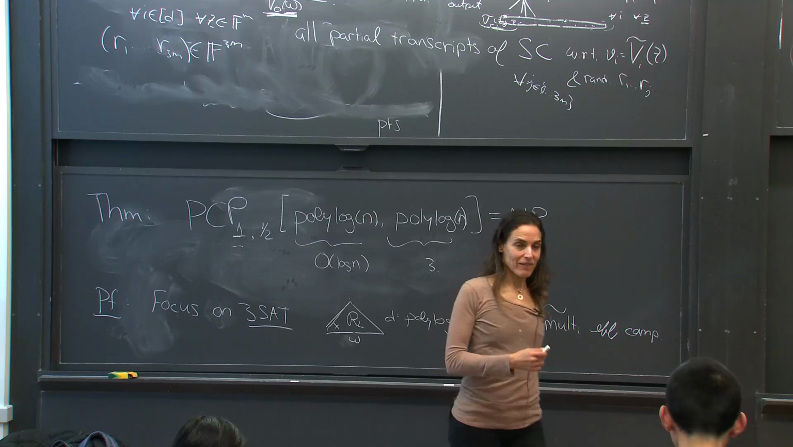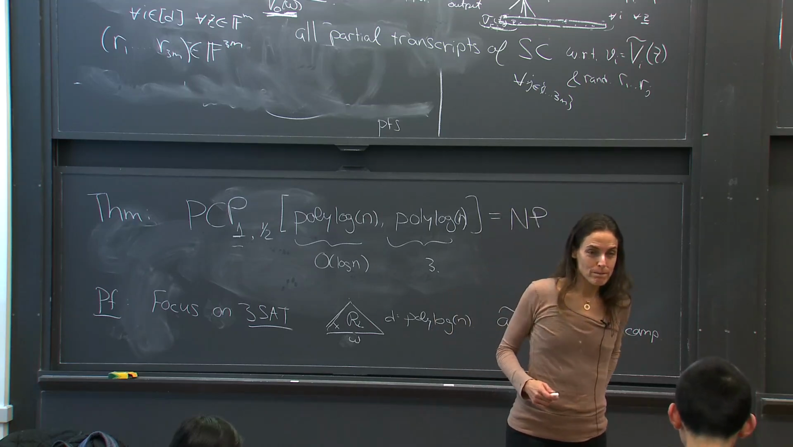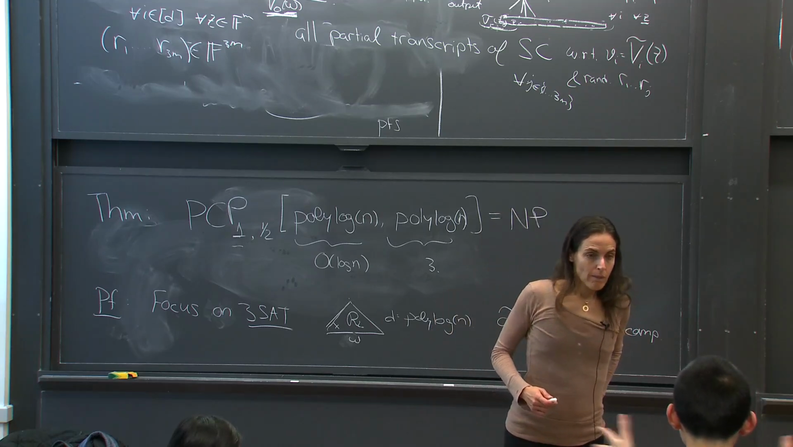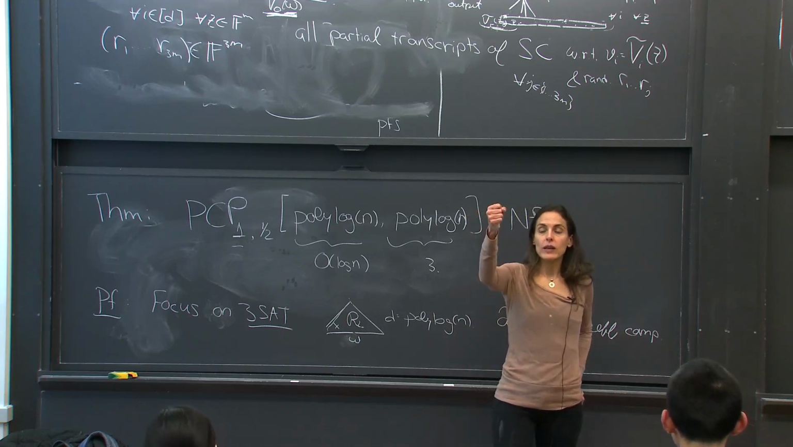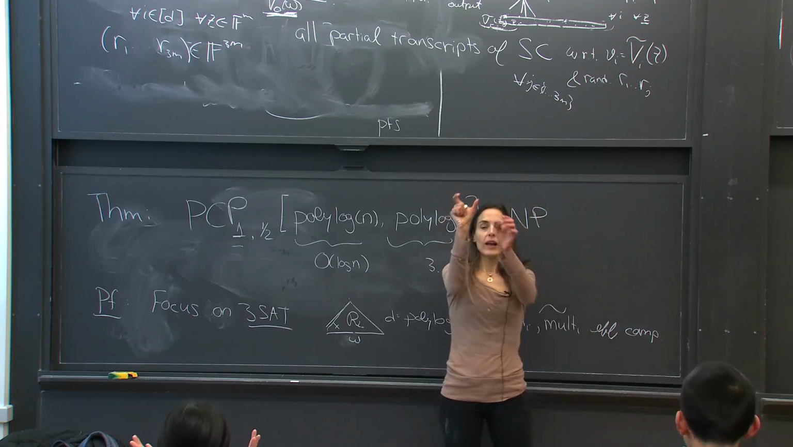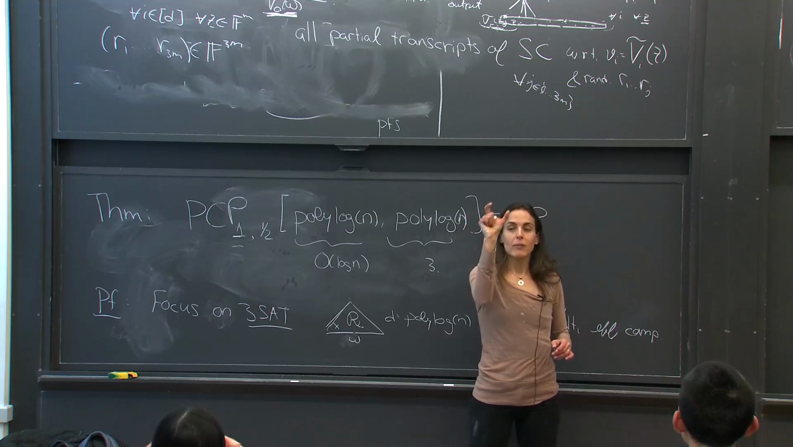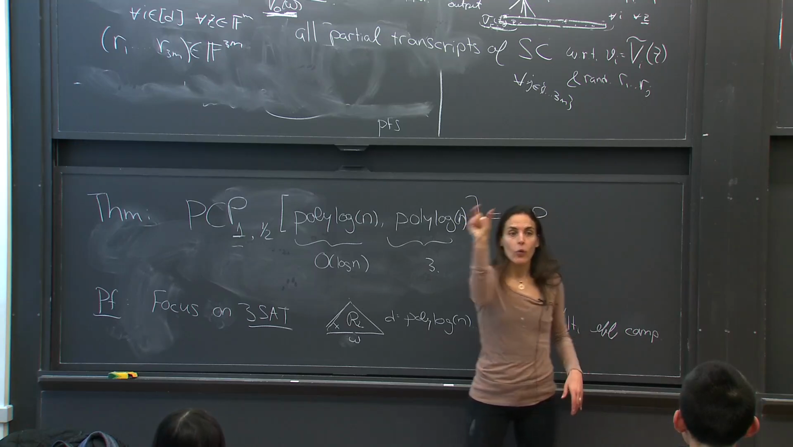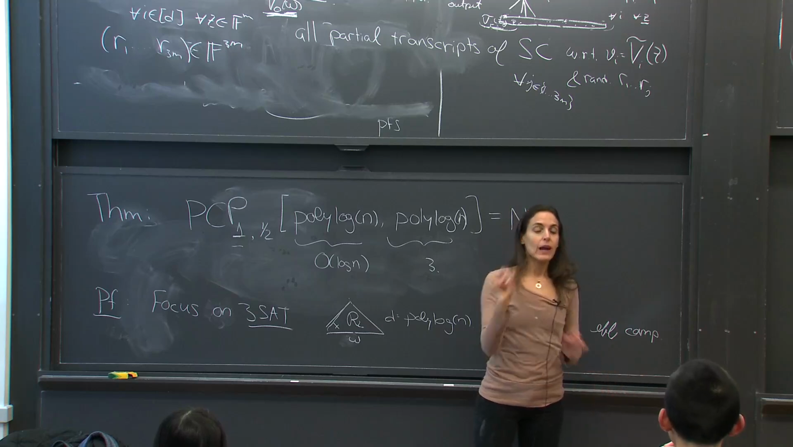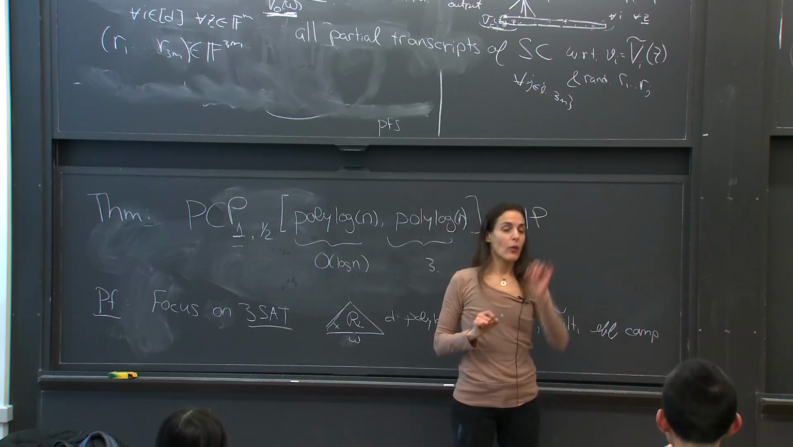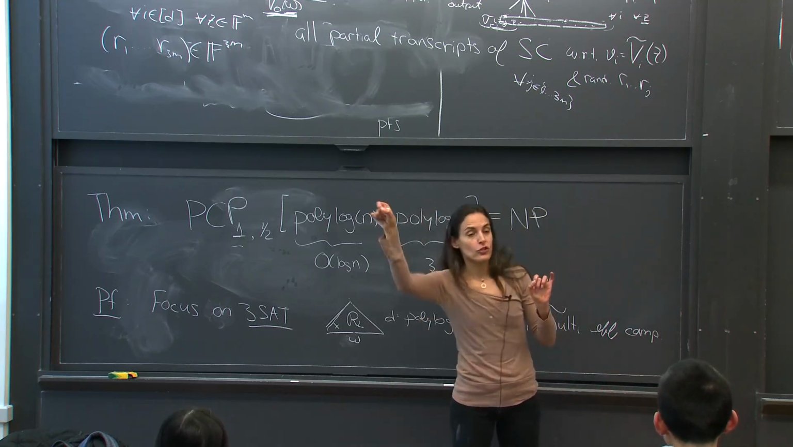When you say blocks, are you talking about contiguous bits? Think about it this way: the PCP consists of words instead of bits, and each word is like polylog n bits, for example. And now you can read only 2 words, because I want to read word i and word j.